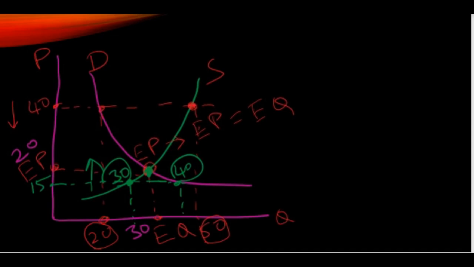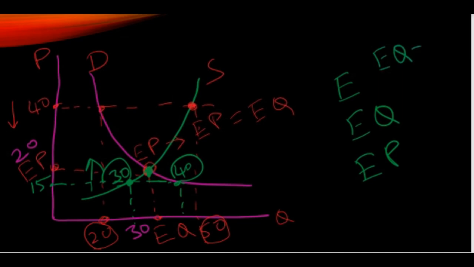So this is all about equilibrium quantity and price. So we learned about equilibrium, equilibrium quantity, equilibrium price. So what is equilibrium? Equilibrium is where quantity demanded equals quantity supplied. This is the equilibrium point, market equilibrium point. So this is all about equilibrium.